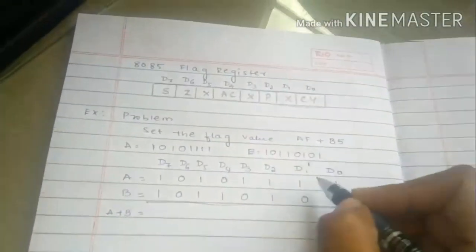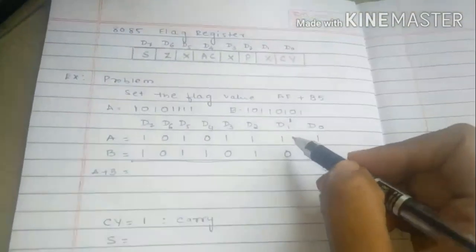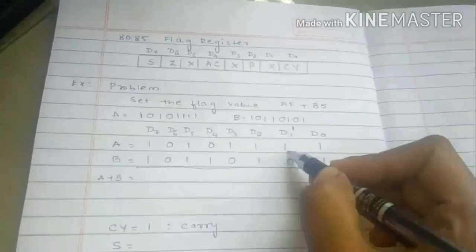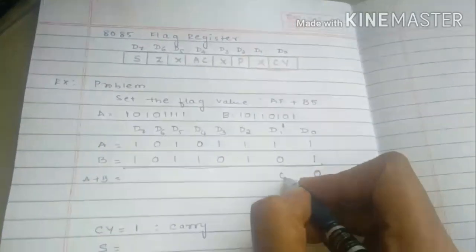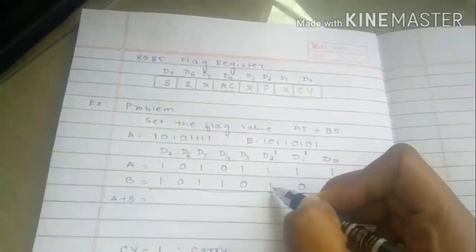Next, T1 is x, so there we are not going to calculate any flag value. So 1 plus 1 plus 0 is 0, 1 carry. Okay. Next, 1 plus 1 plus 1.